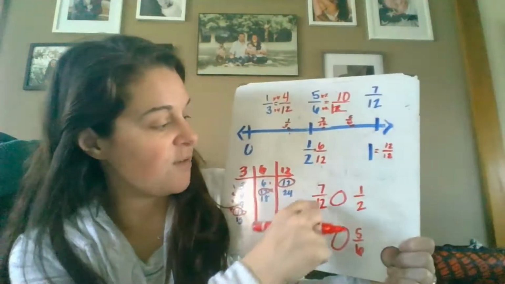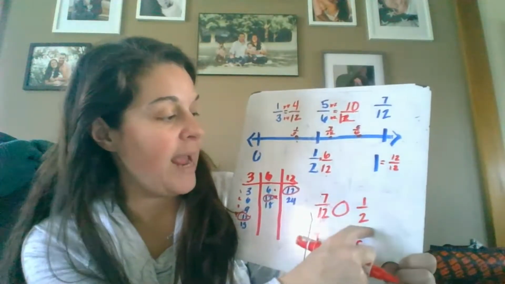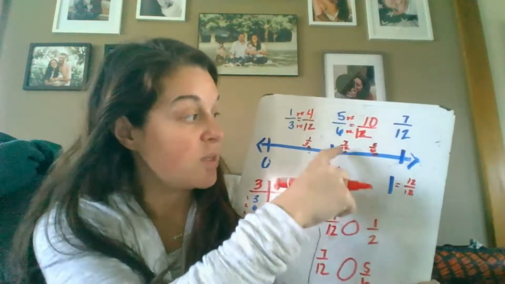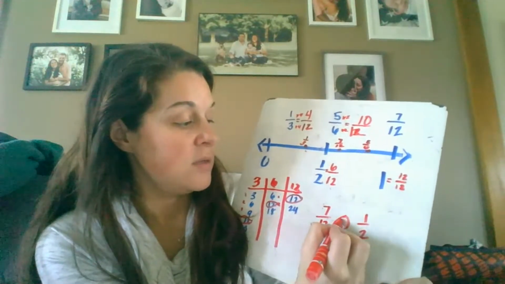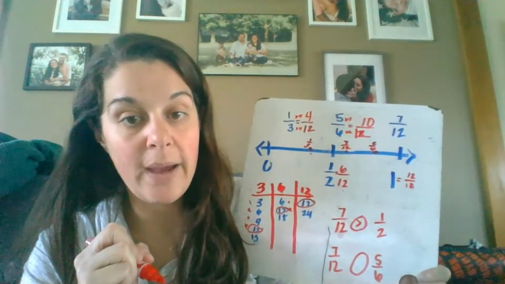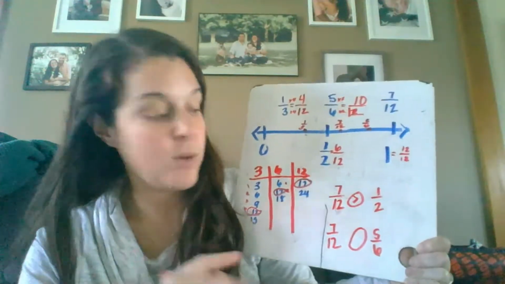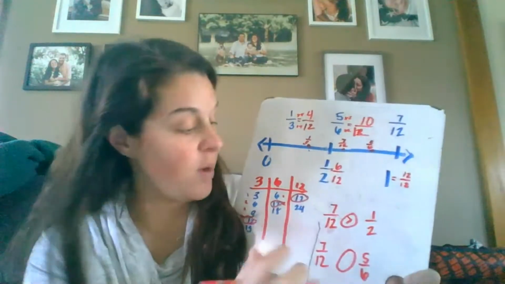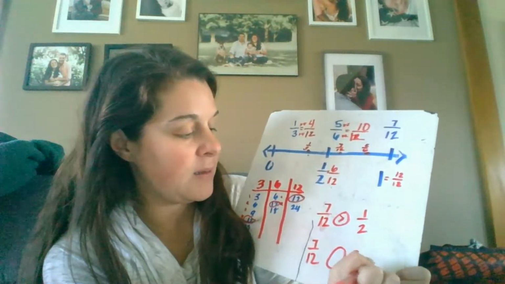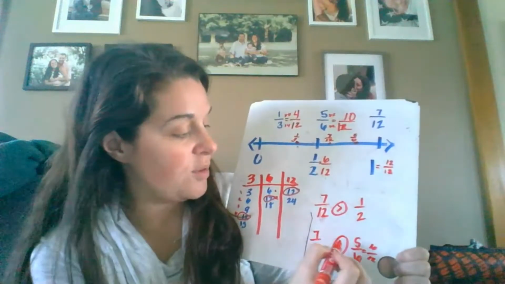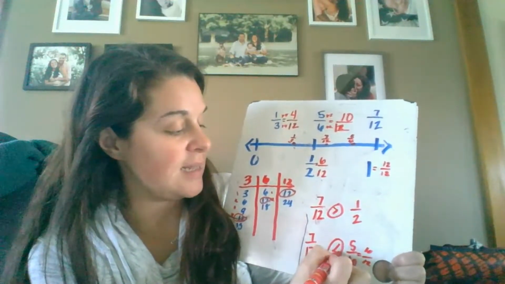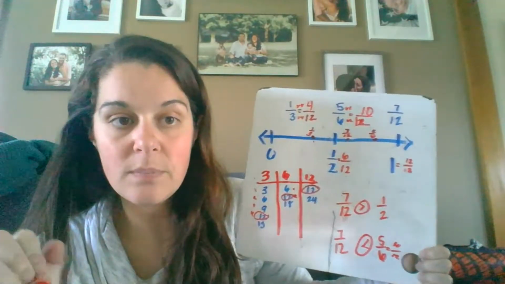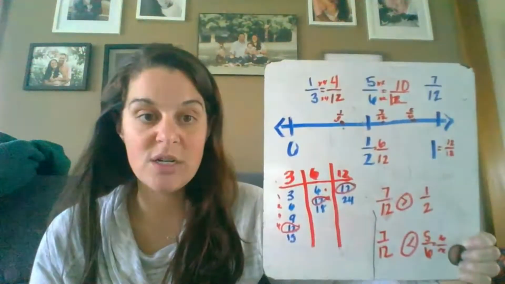All right. So if I have 7/12 compared to 1/2, well, we can look on this line. We know that 1/2 is 6/12. Which one's bigger? 7/12. So 7/12 is greater than 1/2. And then 7/12 compared to 5/6. 5/6 equals what, everybody? 10/12. We already know that. So 7/12 is less than 5/6. That is how you would do the number line problems.